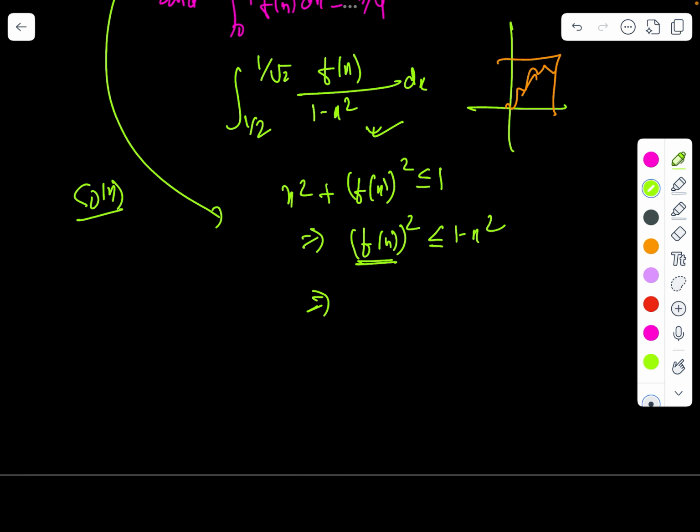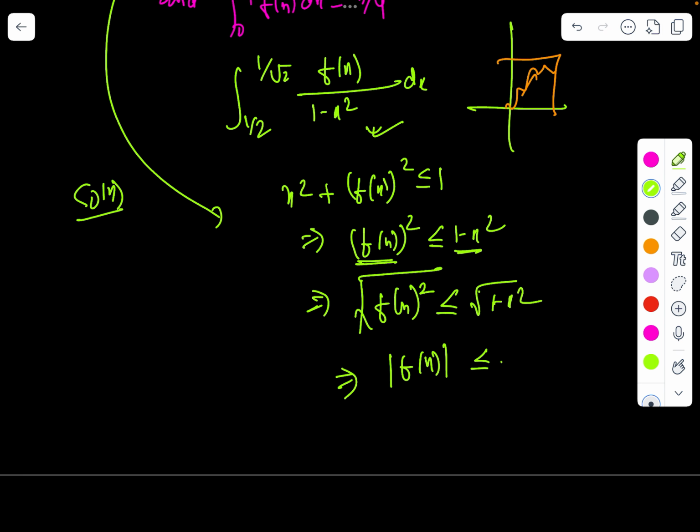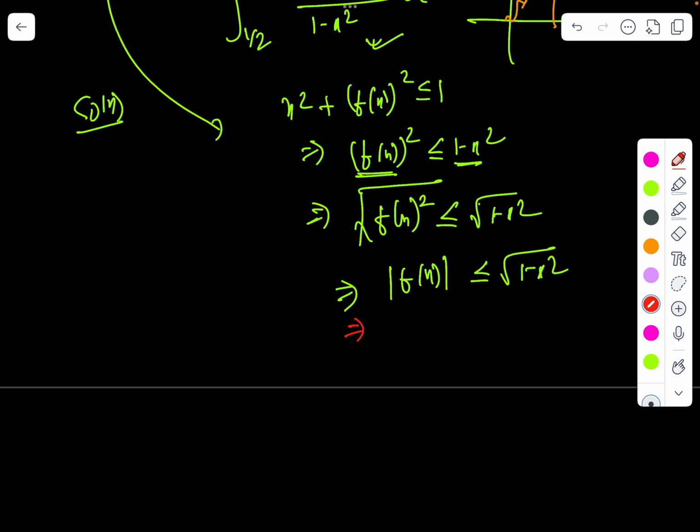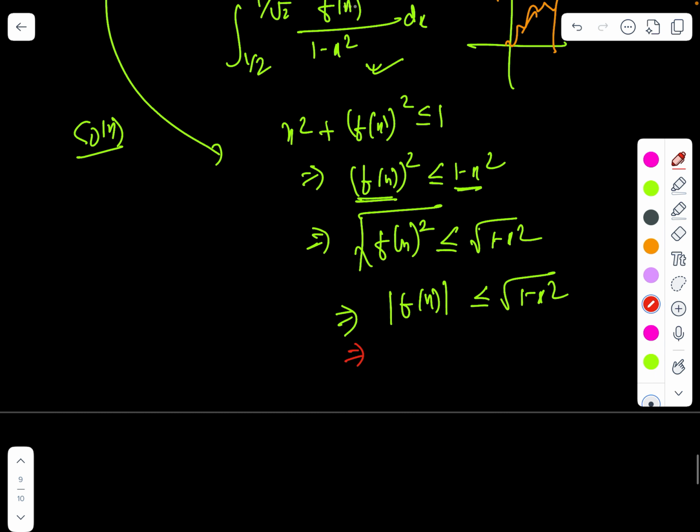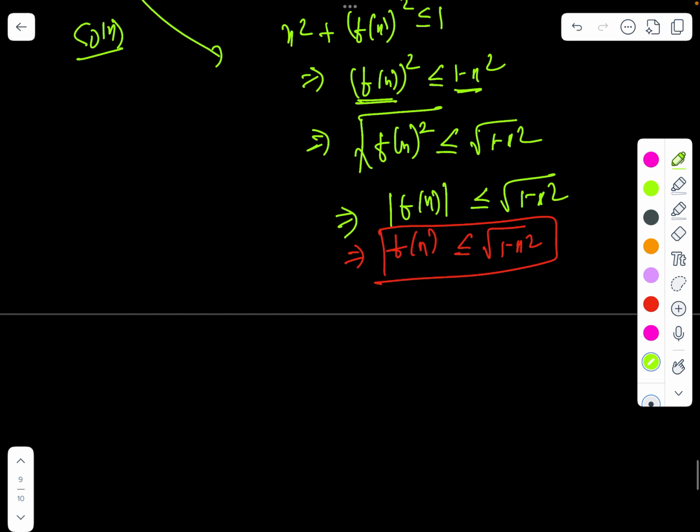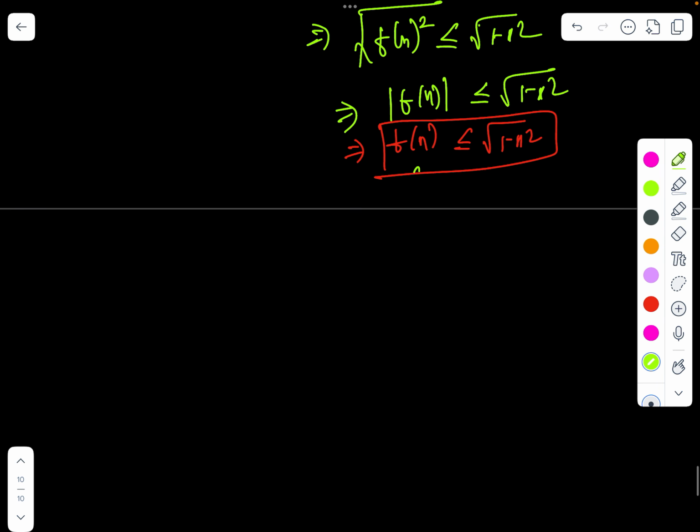So since f(x) is positive, I can take a square root on both sides, and both quantities are positive. Input is also 0 to 1, so I'm allowed legally, so it's mod of f(x). You should do all legal steps, because root of s square is mod. And now f output is 0 to 1, so I'm allowed to put f(x) is less than or equal to root of 1 minus x square. Correct.